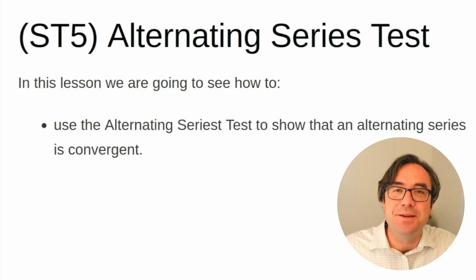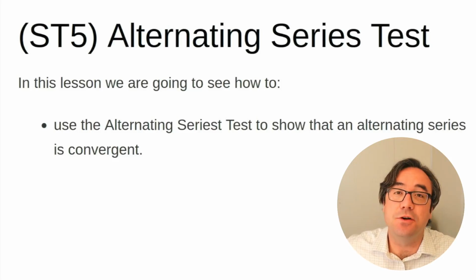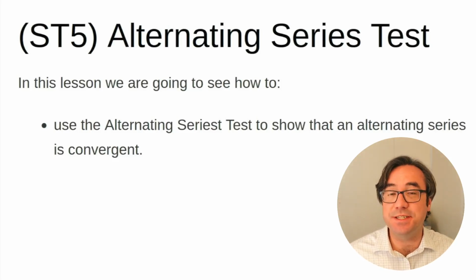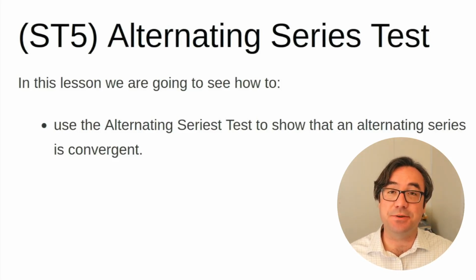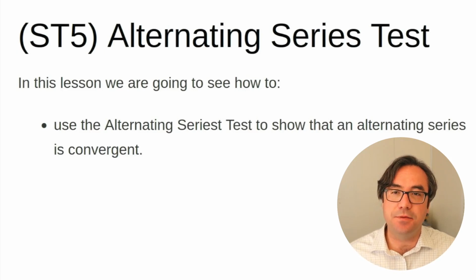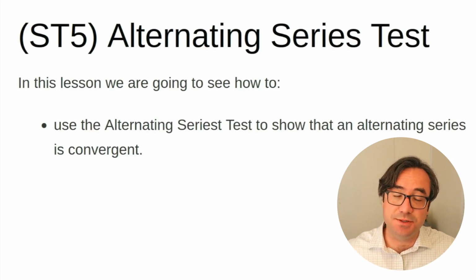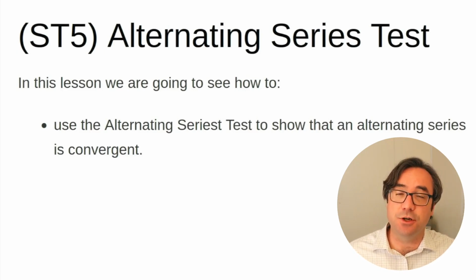Welcome, everyone. For this lesson, we're going to be looking at the alternating series test. And we're going to see how we can use this test to tell us when an alternating series is convergent. The helpful thing about this test is that it allows for a series that has negative terms. It has to be in a specific order, alternating between positive and negative, but it allows for negative terms.